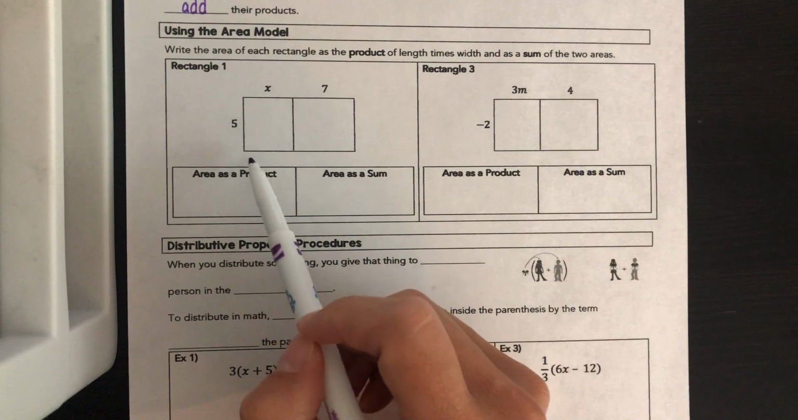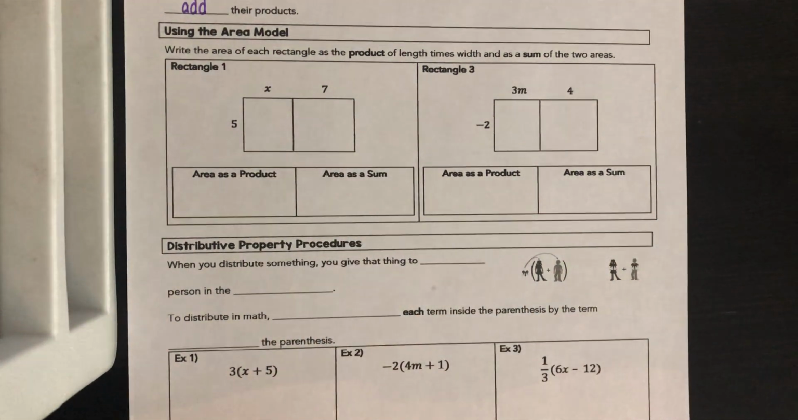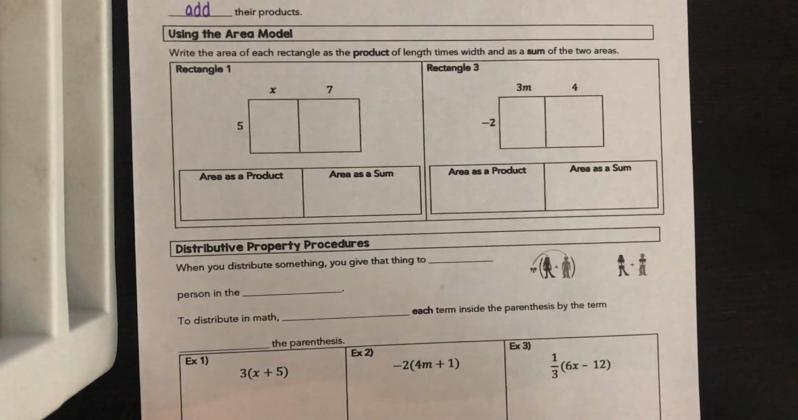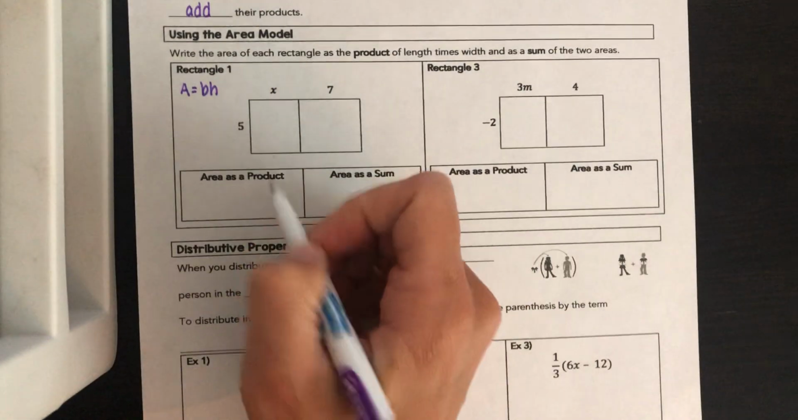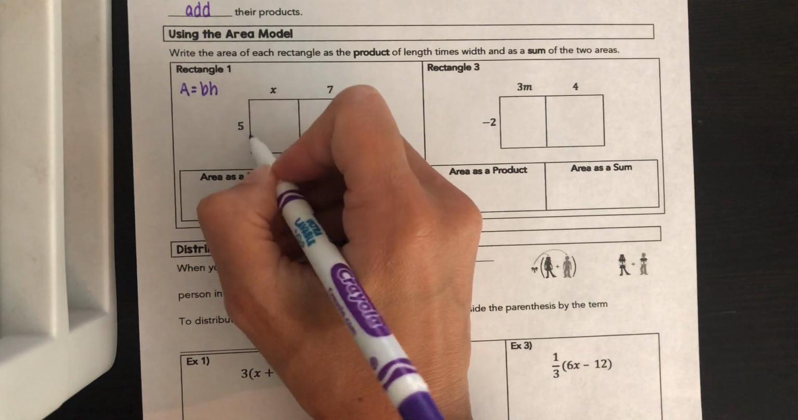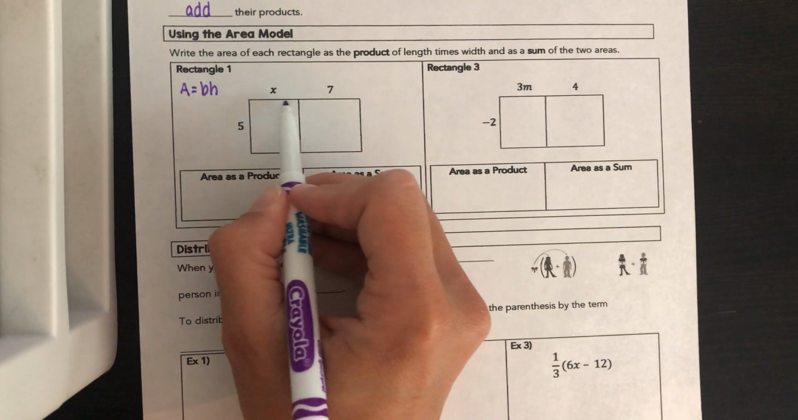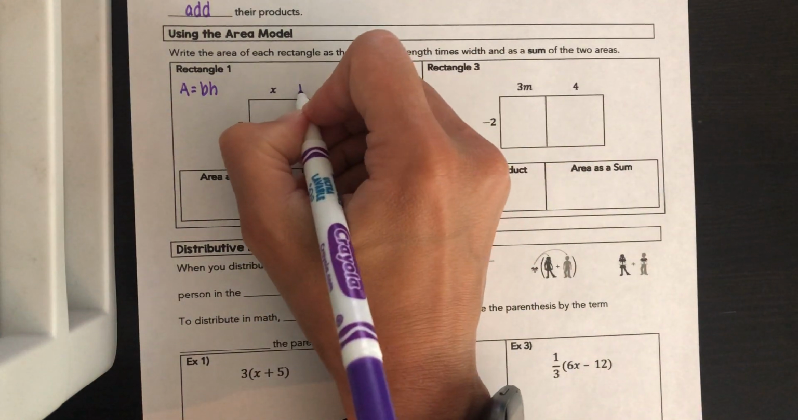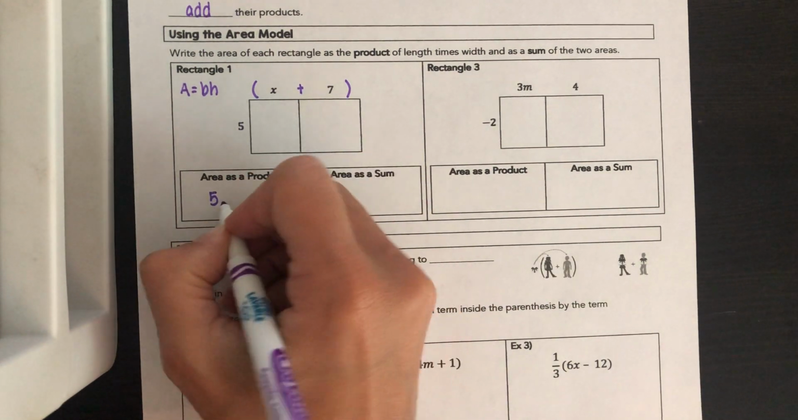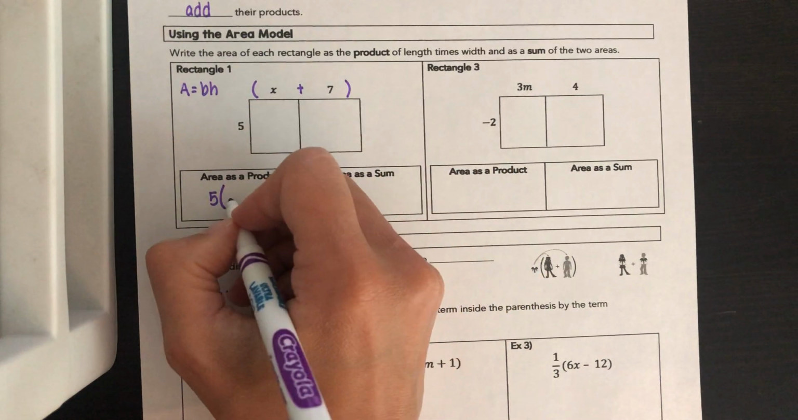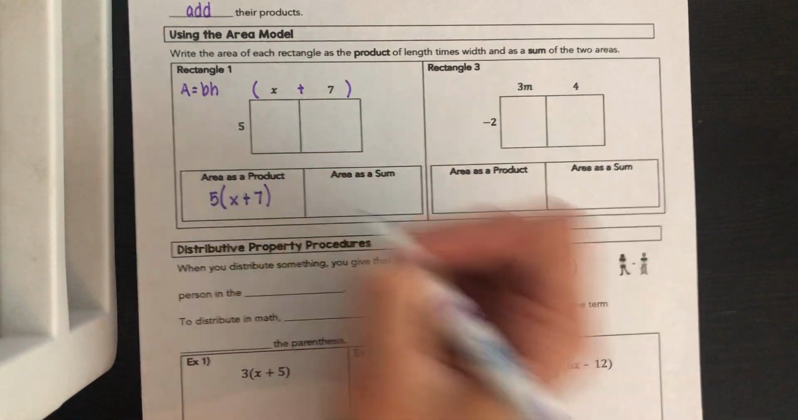We look at our first rectangle: we have a bigger rectangle and then two smaller rectangles within that. If we want to write the area as a product, meaning the result of multiplication, we know that to find the area of a rectangle, we multiply base times height. In this case, 5 is the height of our rectangle, and our base is x plus 7, the sum of x plus 7. So to write this as a product, we take our height and multiply it by our base, which is the sum of x plus 7.